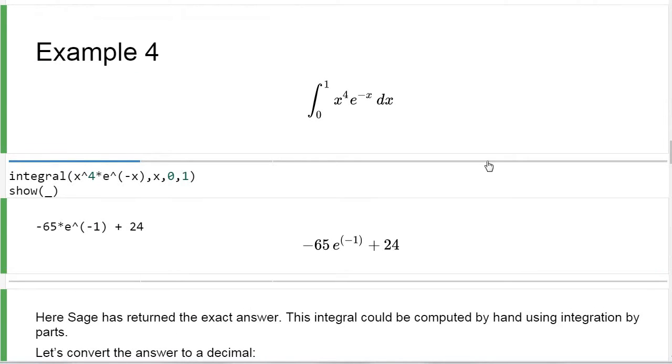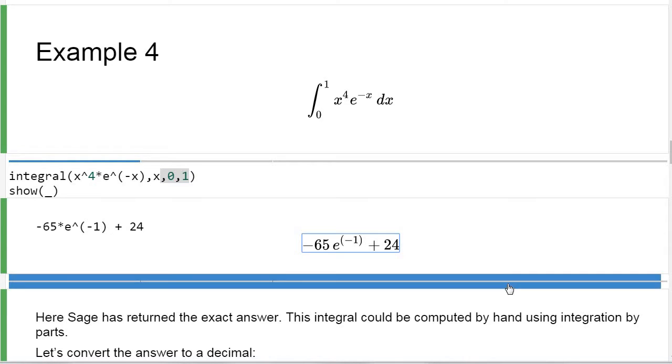Alright, here's an example of that. Here's a definite integral from 0 to 1 of x to the 4th times e to the minus x. Don't forget these parentheses around the power here. Don't forget this explicit multiplication there. And then we just add the 0 and 1 here on the end of our integral. And this is the exact answer that Sage returns here.